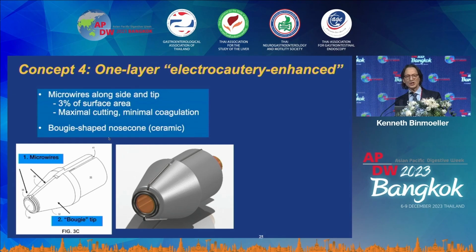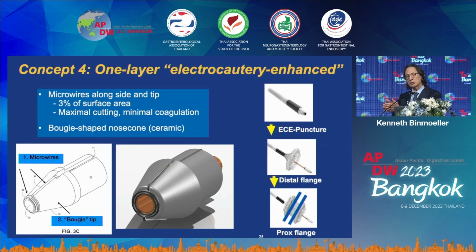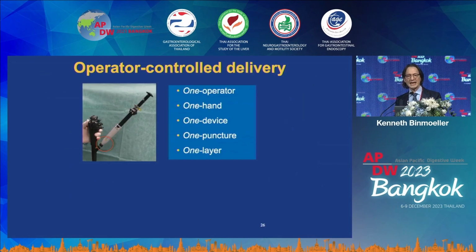And there's a bougie-shaped nose cone that's made of hard ceramic. So this is how this looks, so that we can do the electrocautery-enhanced puncture, then deploy a distal flange, and then deploy our proximal flange, all without having to do any exchange at all. So this proved to be the winner in the end.